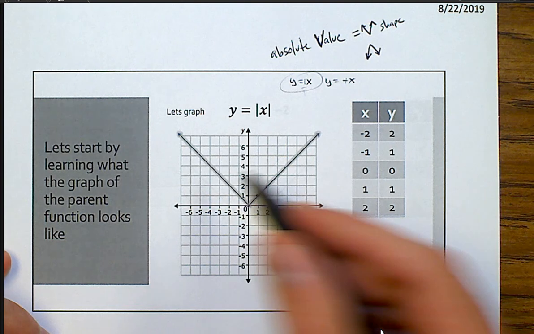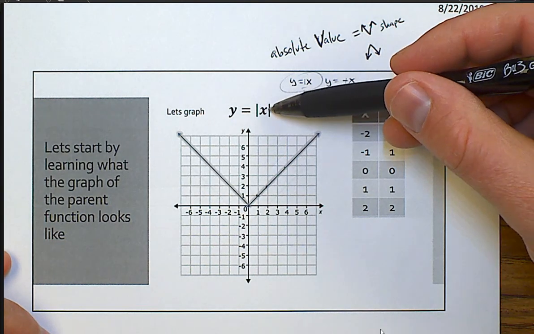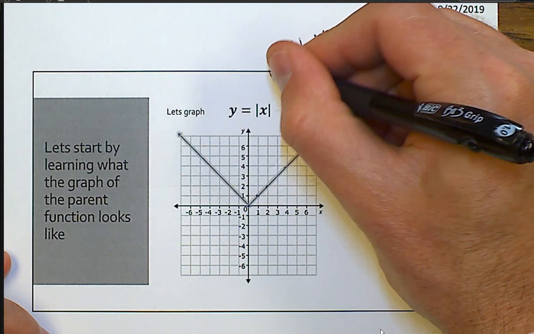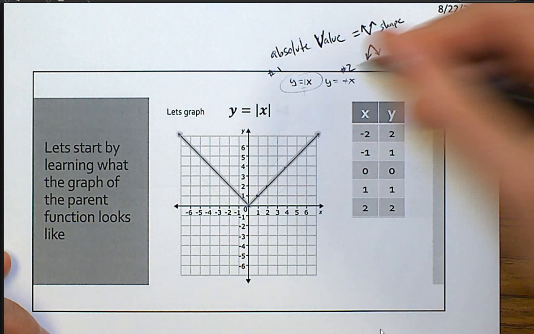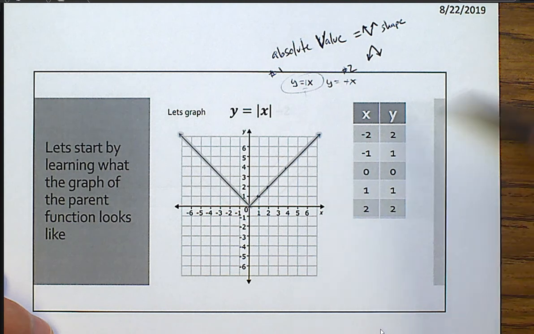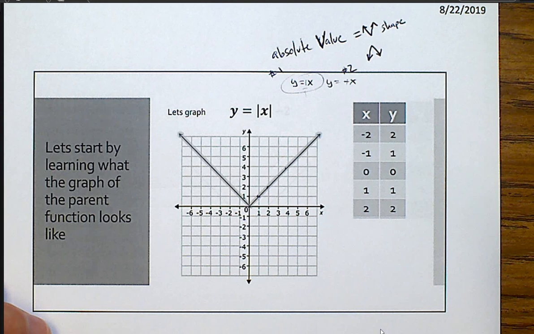So it should make sense to you why absolute value graphs are in the shape of a V, because they come from two different linear equations. That's what's kind of nice, and that's kind of why we pair linear equations and their graphs with absolute value. I made a t-chart for you here. If you plugged in all these x values and took the absolute value, you'd see the resulting y values as an output. So this is what we call the parent function.